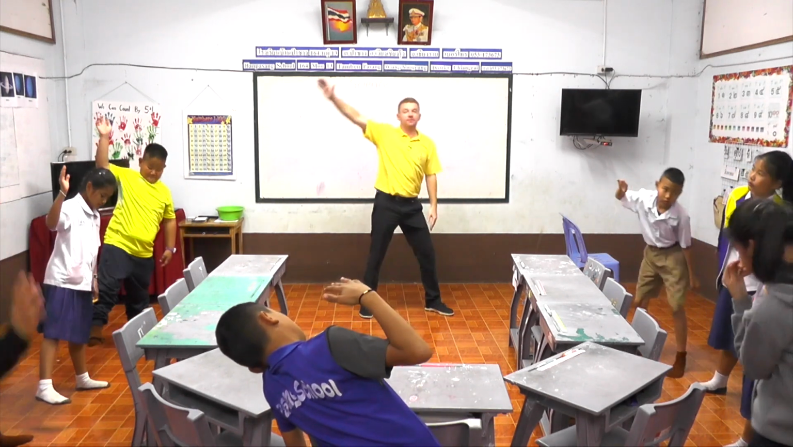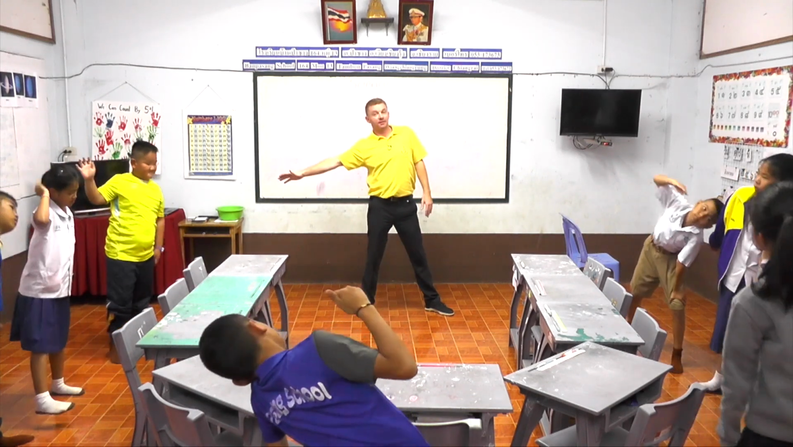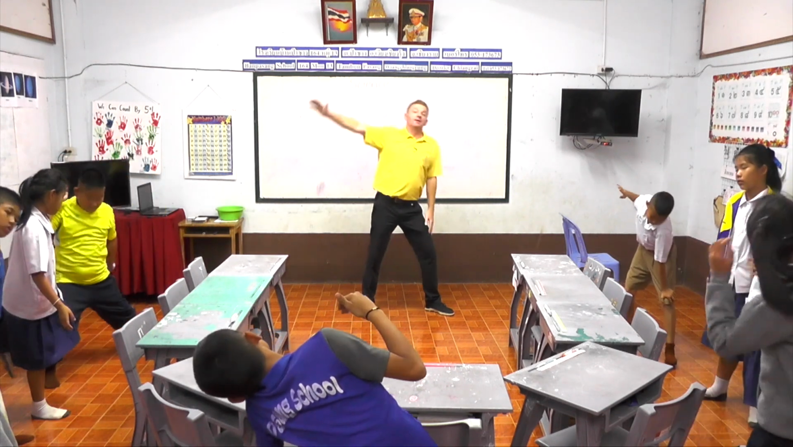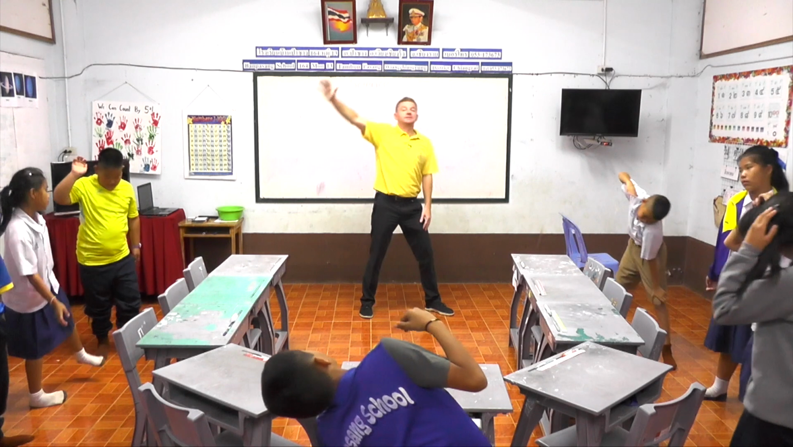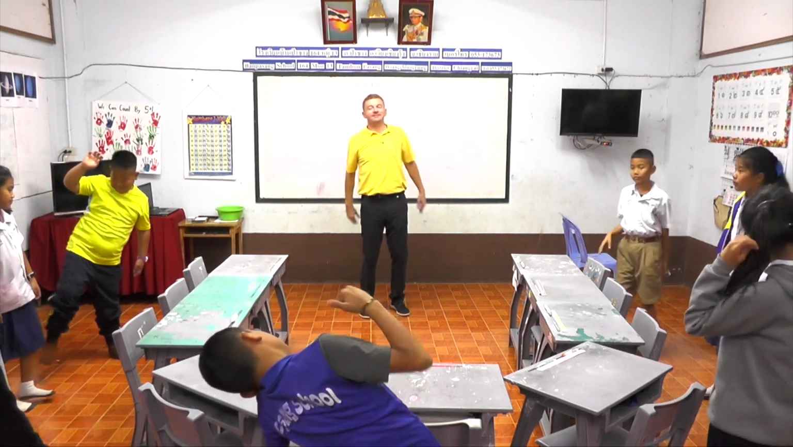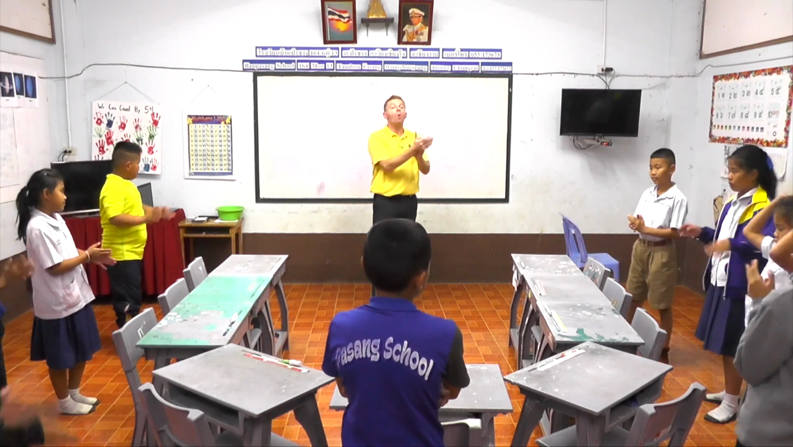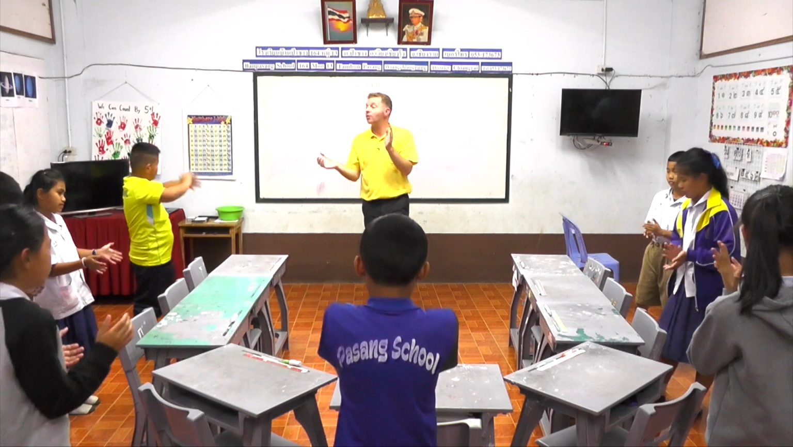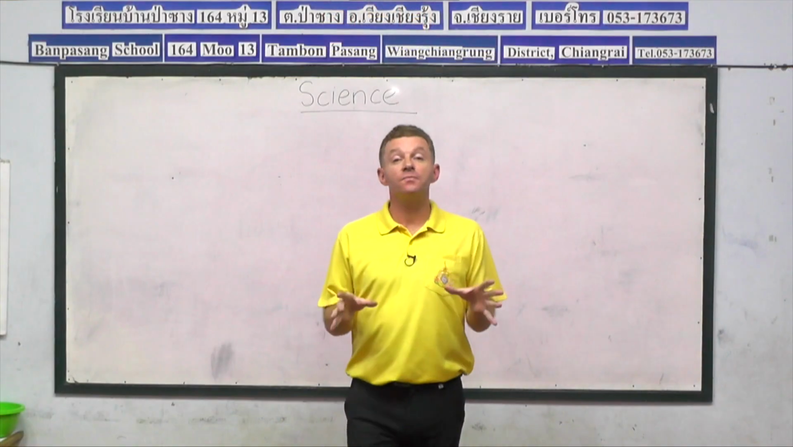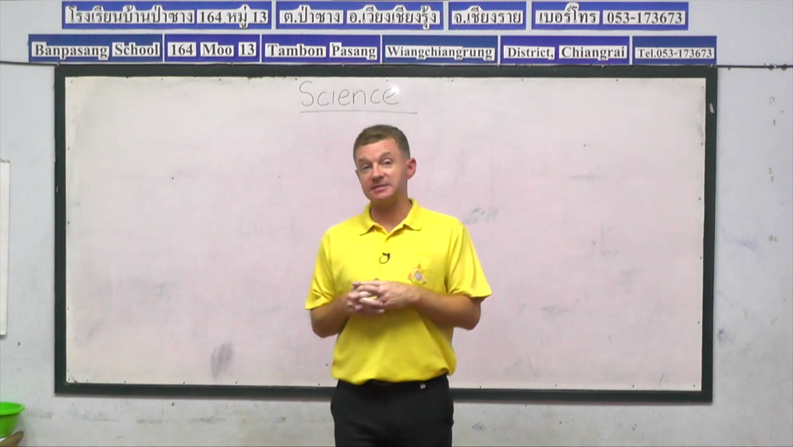1, 2, 3, 4, 5. Excellent. And to finish, guys, let's do 5 claps. 1, 2, 3, 4, 5. Excellent. Have a seat. And now we've reached the end of the gravity section of our science lessons.